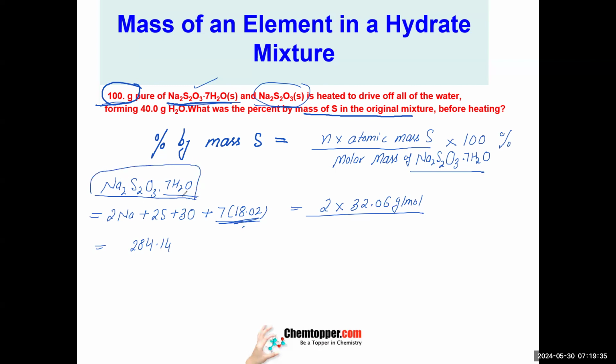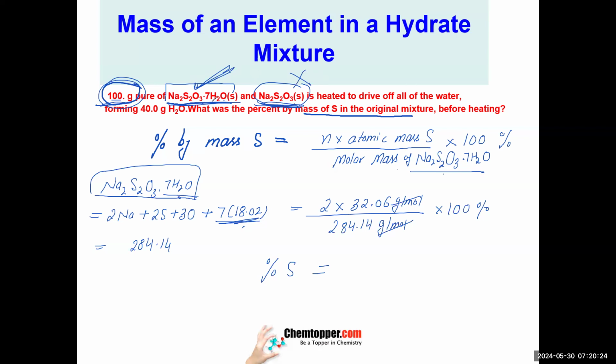So Mayank, I told you to include water because they're asking in this sample, in this 100 grams, how much percent. So you have to take the molar mass of the hydrated form. So are you getting this now? 284.14 grams per mole, multiplied by 100%. Now this is cancelled. Work out the percent of sulfur. This is giving you the percent of sulfur in the given sample, this hydrated sample, not this. This has a different percent composition. Formulas are different, molar masses are different.